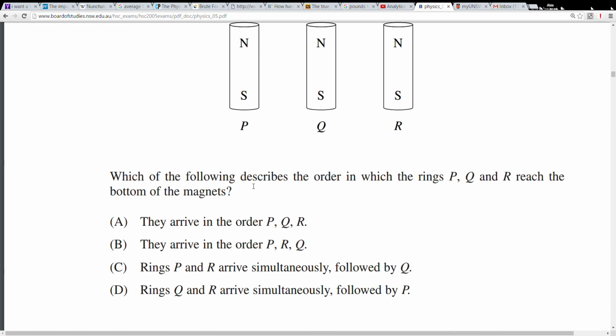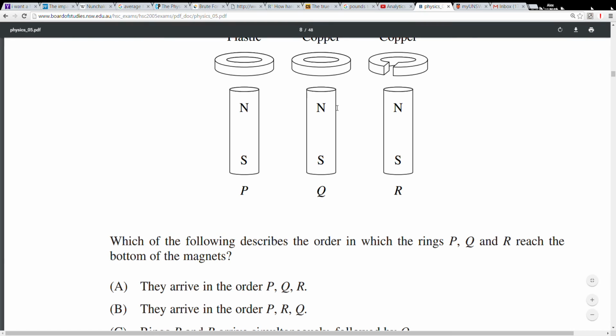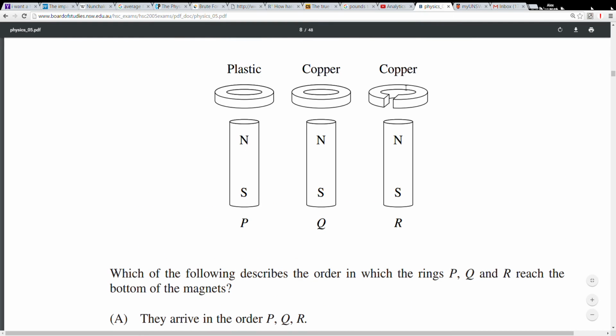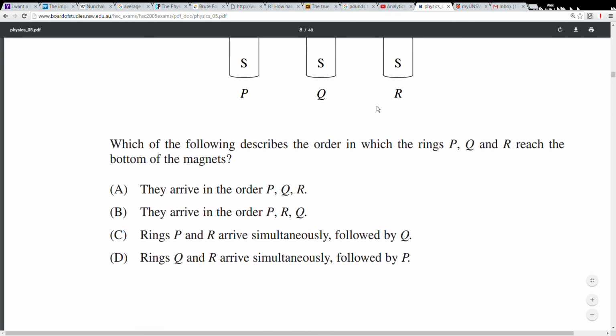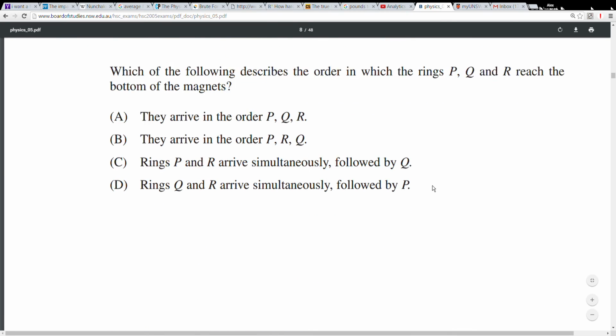Rings P and R arrive simultaneously, followed by Q. Although I had some complaints with this question from my teachers, saying that even though it does have a slit, it will still produce small eddy currents in the copper. But yeah, we actually have to do this experiment.